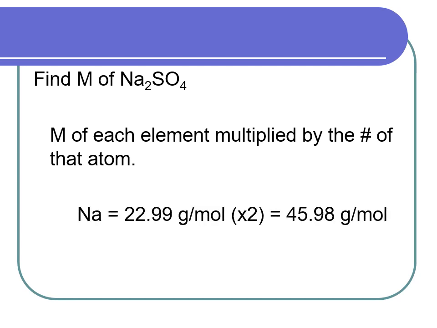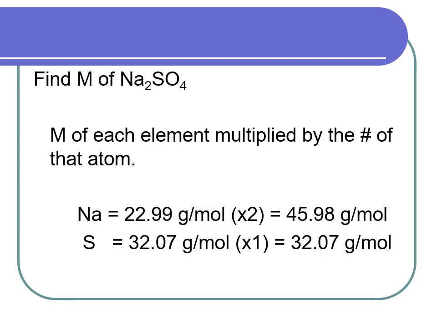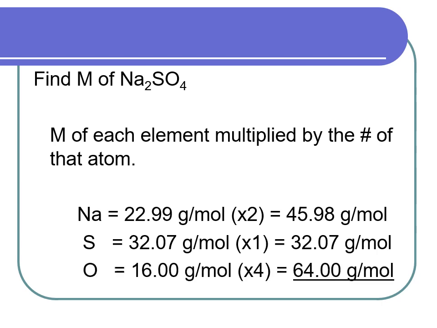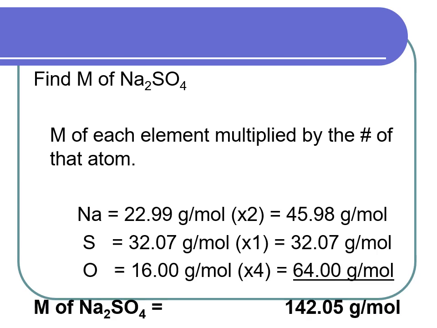Hopefully you counted your sodiums, of which you have 2, your sulfur, of which you have 1, and your 4 oxygens. Add them all together, and you should end up with somewhere close to 142.05 grams per mole. If you wanted 1 mole of these sodium sulfates, you would have to weigh out 142.05 grams of them. That would give you 1 mole.